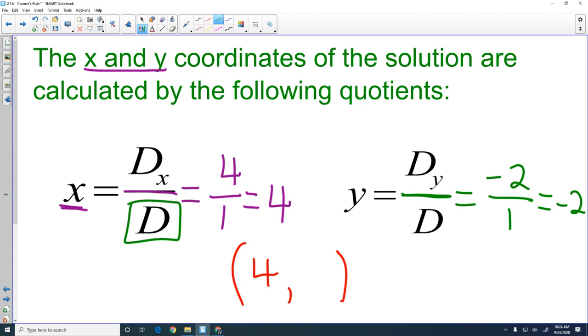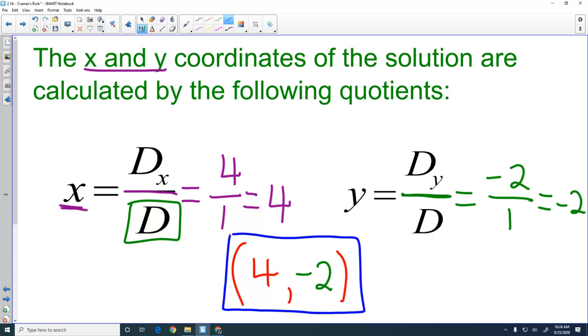And that's going to be our final answer now as that ordered pair. So 4, comma, negative 2. So that's it. That's the solution to the system of equations. If I plug that into those original two equations, they both would come out true. That's crazy, right? I know. That's all you have to do. 4 divided by 1 and negative 2 divided by 1, piece of cake.